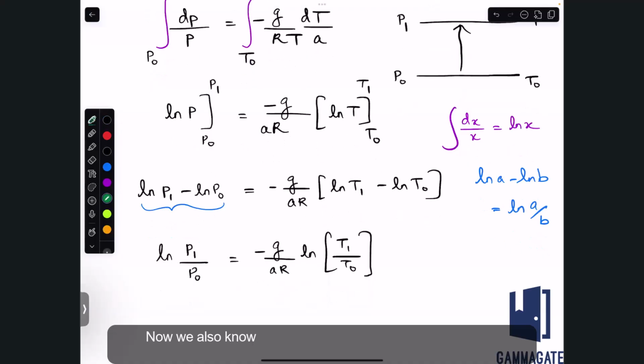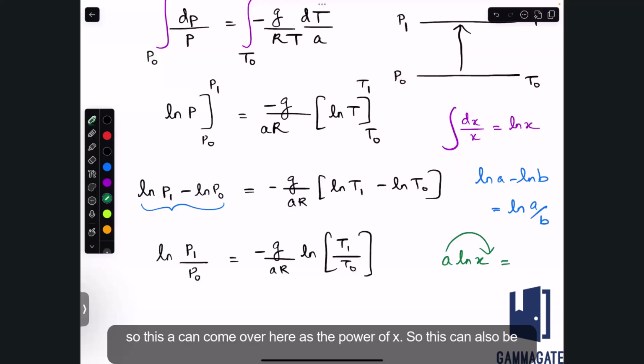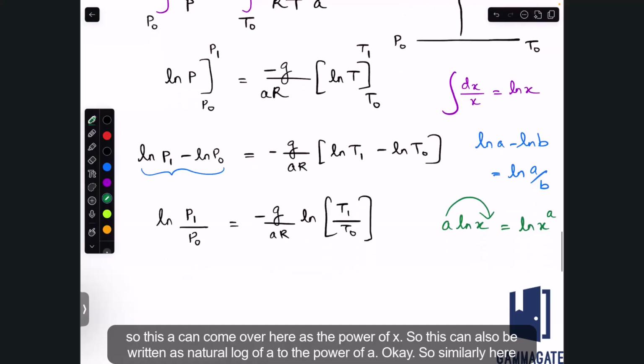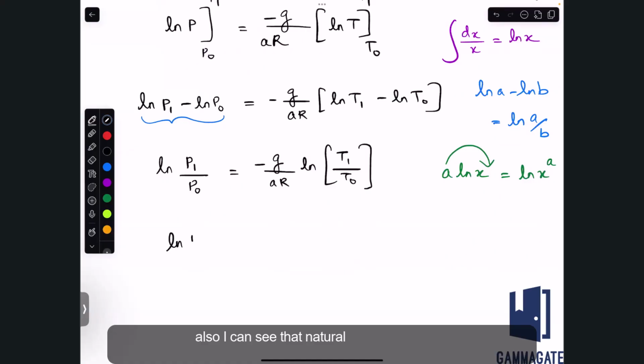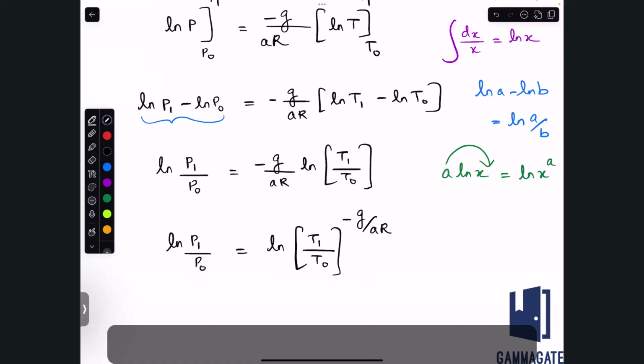Now, we also know that if you write, let's say, a natural log of x, this a can come over here as the power of x. So this can also be written as natural log of x to the power of a. So similarly, here also I can see that natural log of P1 by P naught is equal to natural log of T1 by T naught to the power of minus g by aR.